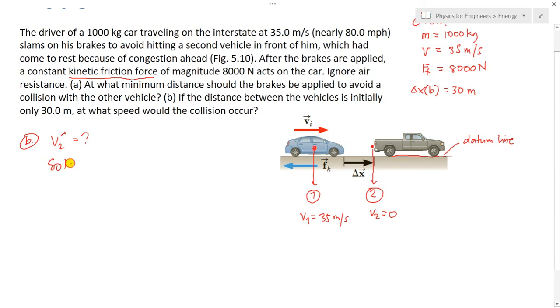Then solution, again, since friction is involved, again the kinetic energy at state 1 plus the potential energy at state 1 plus mechanical work at state 1 is equals to kinetic energy at state 2 plus the potential energy at state 2 plus the mechanical work at state 2 plus the work of friction.